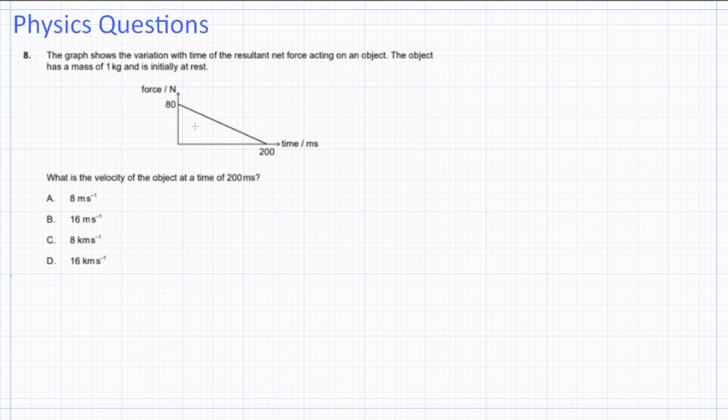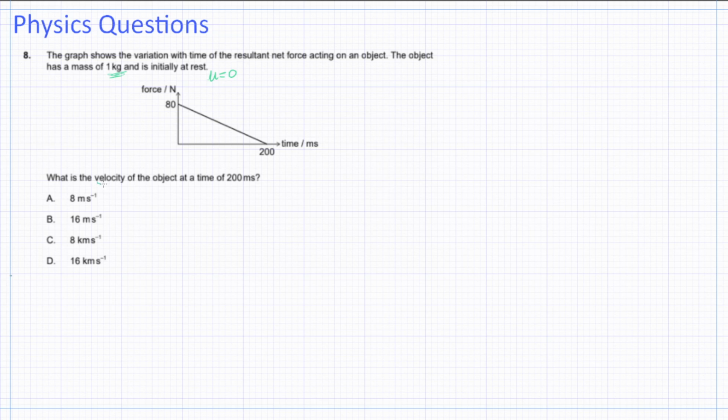So in this case, the graph shows the variation with time of the resultant net force acting on an object. The object has a mass of 1 kilogram and is initially at rest. So initial velocity is 0. Okay? If initial velocity is 0, well, let's see, it's going to suffer some force, so it will start moving, there will be an acceleration and such. But if we take a look at this graph, it's a force-time graph.